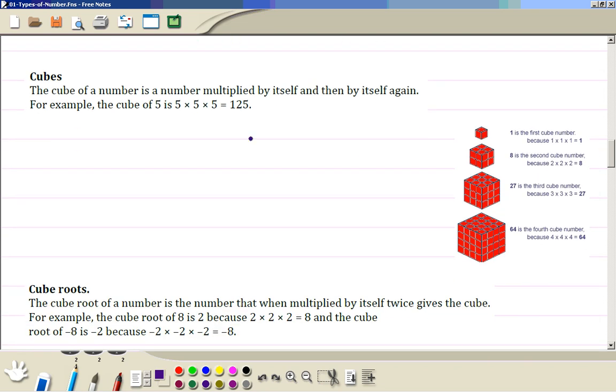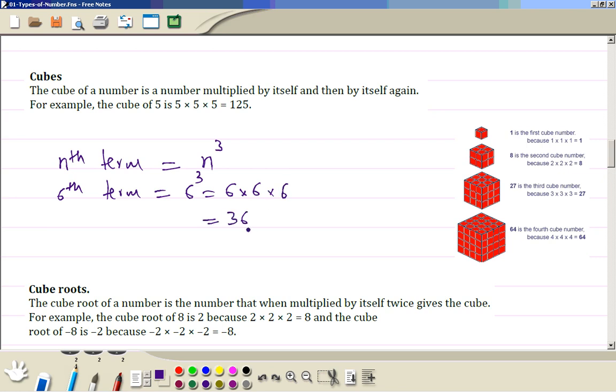Cubes: 1 times 1 times 1, 2 times 2 times 2, 3 times 3 times 3, and so on. So the nth term is basically n cubed. So the 6th term, 6 cubed, which is 6 times 6 times 6. 36 times 6 is going to be 216.